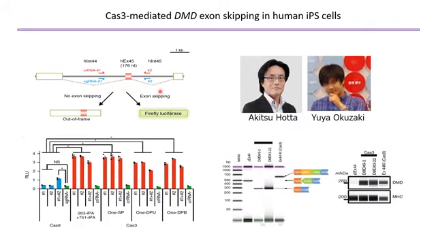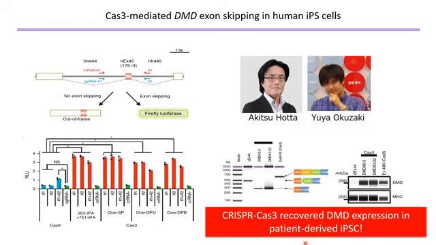We also confirmed the recovery of DMD gene expression in the patient-derived iPS cells. As you can see here, in messenger RNA levels by RT-PCR and protein levels in Western blotting gels, the CRISPR-Cas3 recovered DMD expression in patient-derived iPS cells.